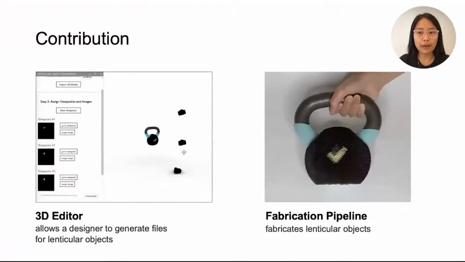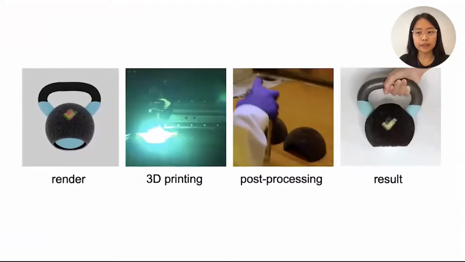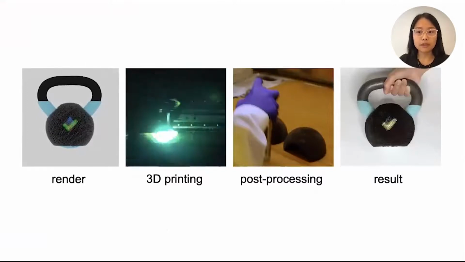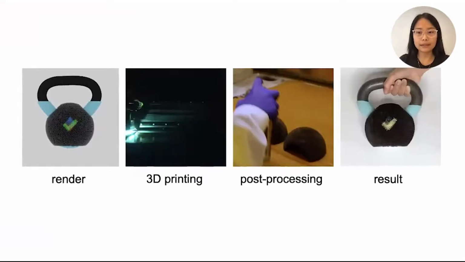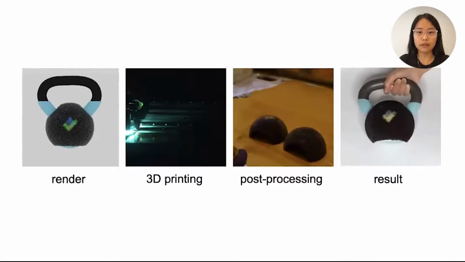Now let me talk more about the fabrication pipeline. After making the 3D models, users can fabricate their objects. In the case of the kettlebell shell example that I've just created, I first use a renderer to preview the lenticular effects. I then 3D print the object, the lenses, and the color pattern all in one pass. After that, I coat the 3D printed lenticular object with 3 layers of varnish. And here's the result. Upward arrow, the downward arrow, and the check mark.